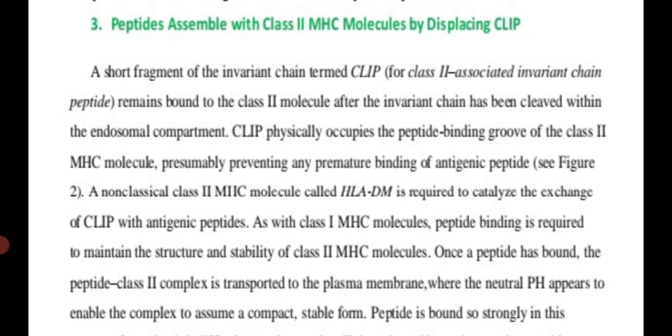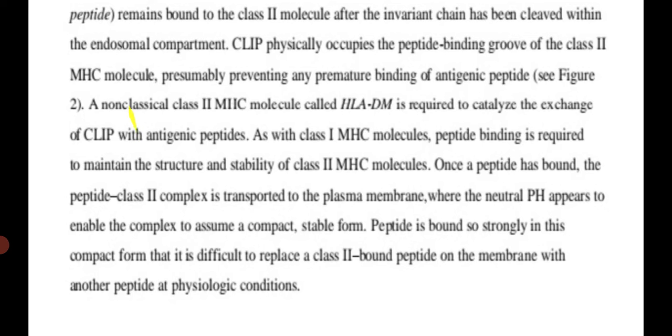For maintaining the structure and stability of a class 2 molecule, the peptide binding is required. Once the peptide antigen is bound to the class 2 molecule, a complex of class 2 molecule with a peptide antigen is formed, and this complex is transported to the plasma membrane where there is a neutral pH, and this neutral pH enables the complex to assume a compact and stable form. The peptide is bound so strongly in this compact form that it is difficult to replace with other peptides.